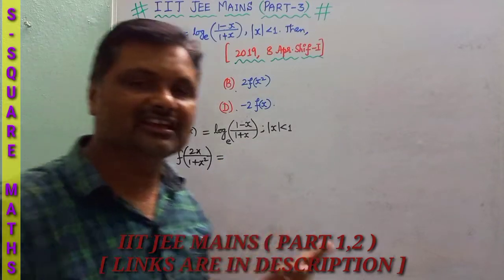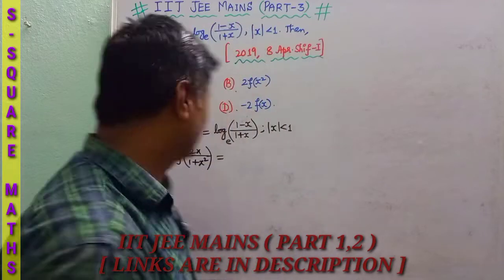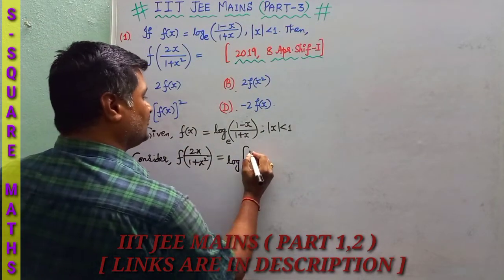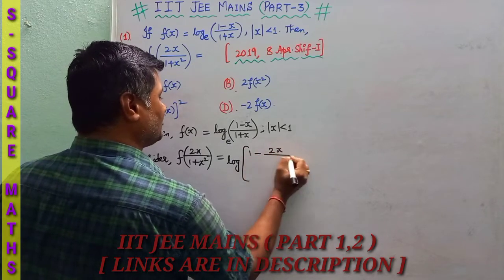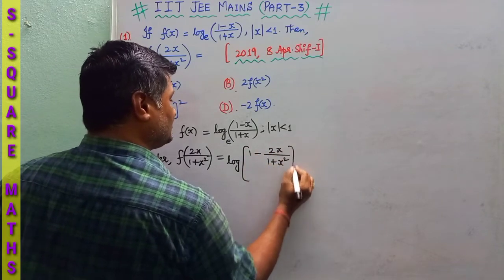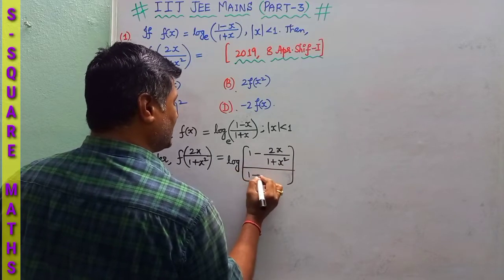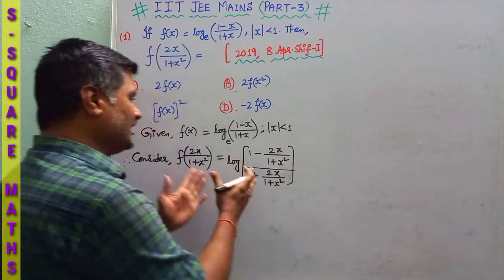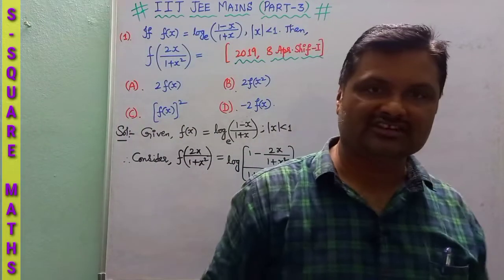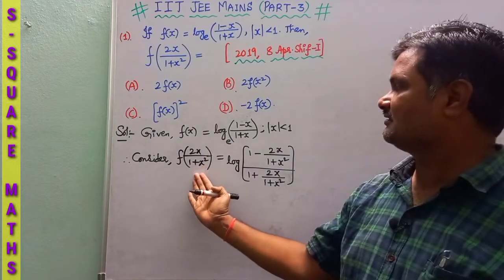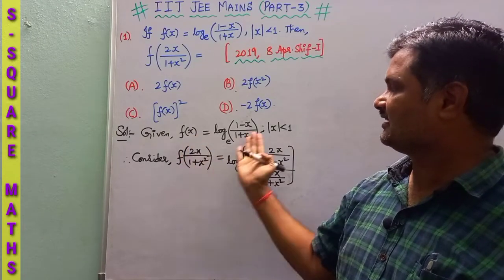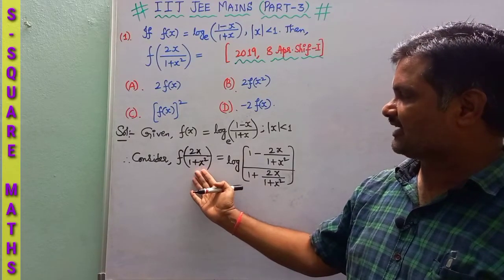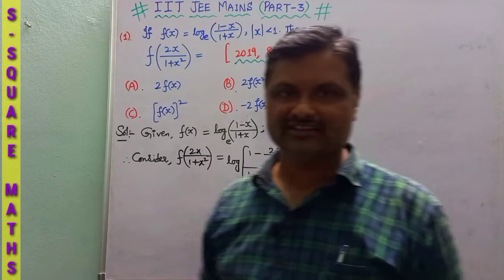Be careful here, all the viewers. I can write now log of (1 minus 2x by (1 plus x square)) by (1 plus 2x by (1 plus x square)). Be careful at this situation, it plays an important role. With the defined f of x, here I have considered f of 2x by (1 plus x square), so replace x with 2x by (1 plus x square).